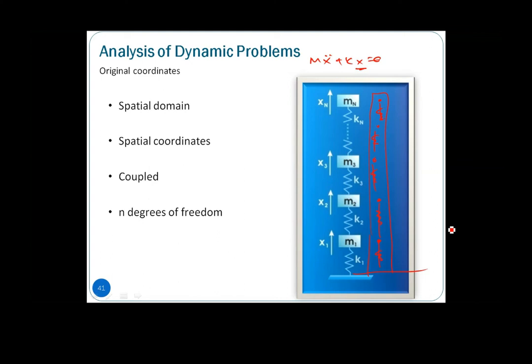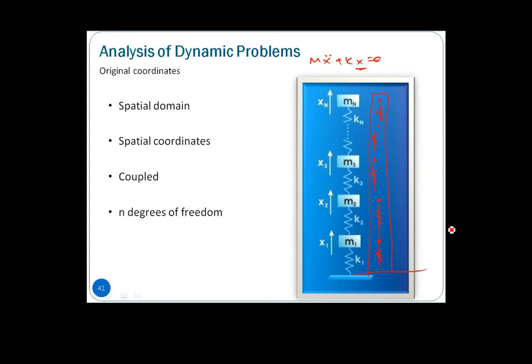The other method is to uncouple it, using the normal mode method. We uncouple it into n single degrees of freedom. Later on we will see how we want to do that, to solve this type of problem.